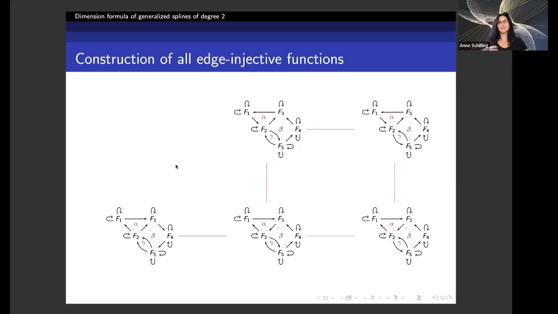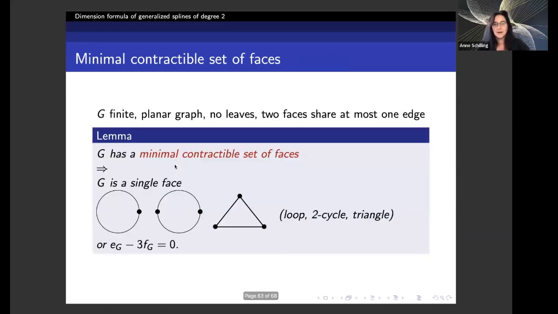Okay, so we have a way of constructing all possible edge injective functions. And then to check whether we have a generic edge labeling, we had to sum over all possible edge injective functions and check that none of the terms actually cancel, because we want a non-zero polynomial, right? So that's why it was important for us to be able to construct all edge injective functions.